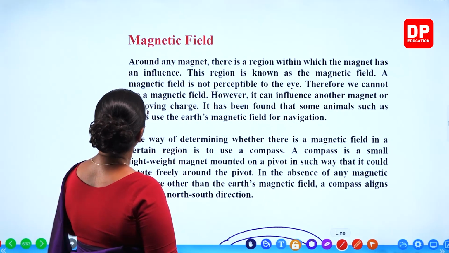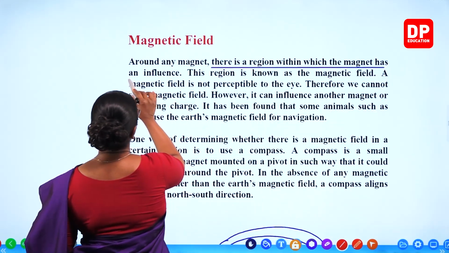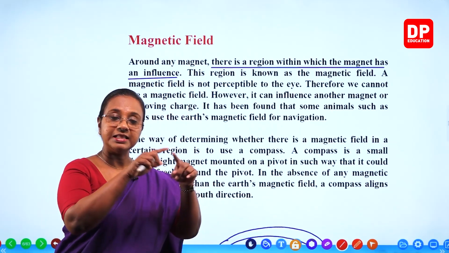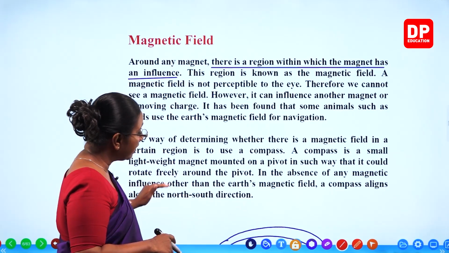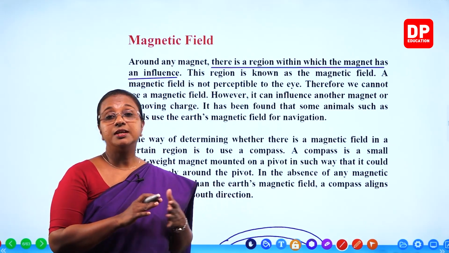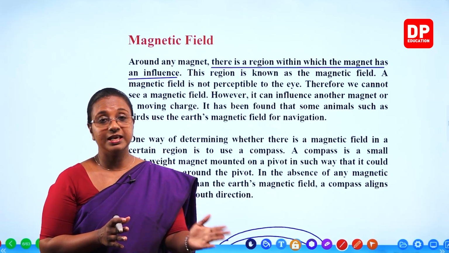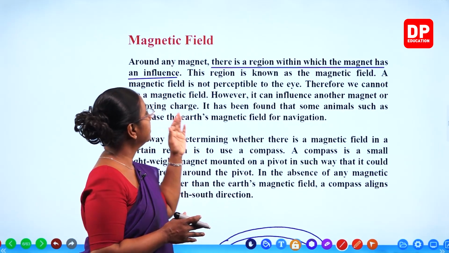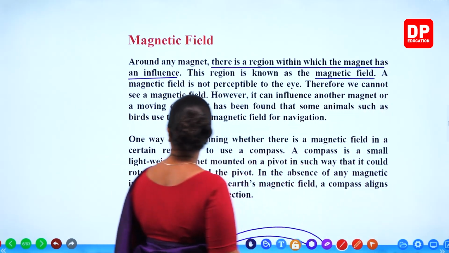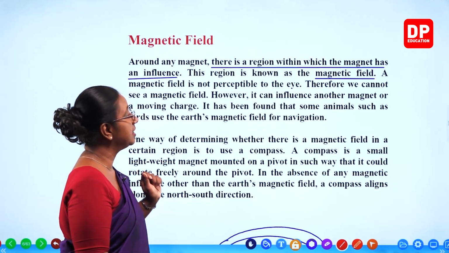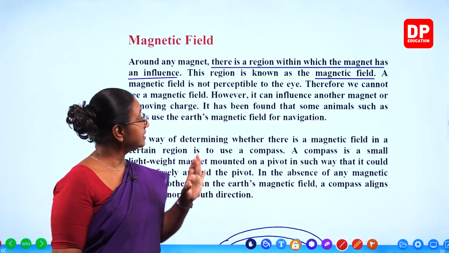So here you can see magnetic field. Around any magnet, there is a region within which the magnet has an influence. So like I showed you all, within that region, within that area only, the magnet has an influence. So if you have a steel object away from that magnetic field, that will not get attracted to the magnet. But once you bring it within that magnetic field, within that area only, it will get attracted. So that is where the magnet has an influence. And this region is known as the magnetic field. A magnetic field is not perceptible to the eye. Although you have the bar magnet, you can't see it with your eyes, but it is there.